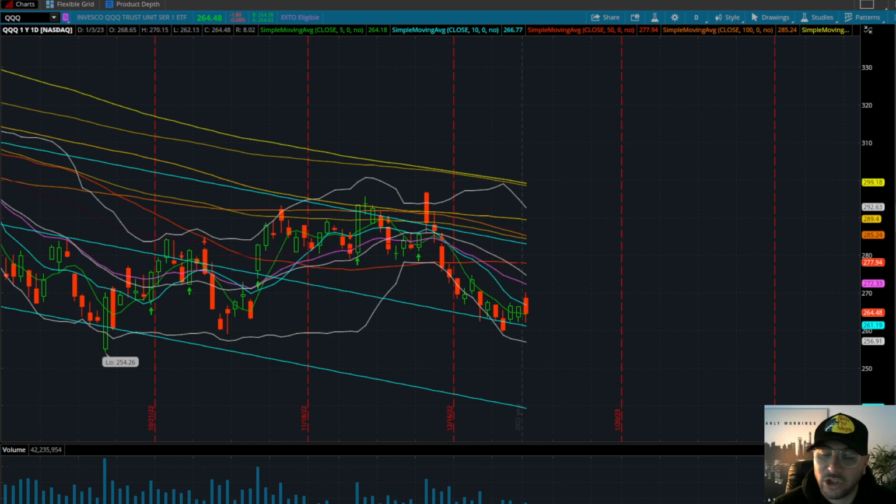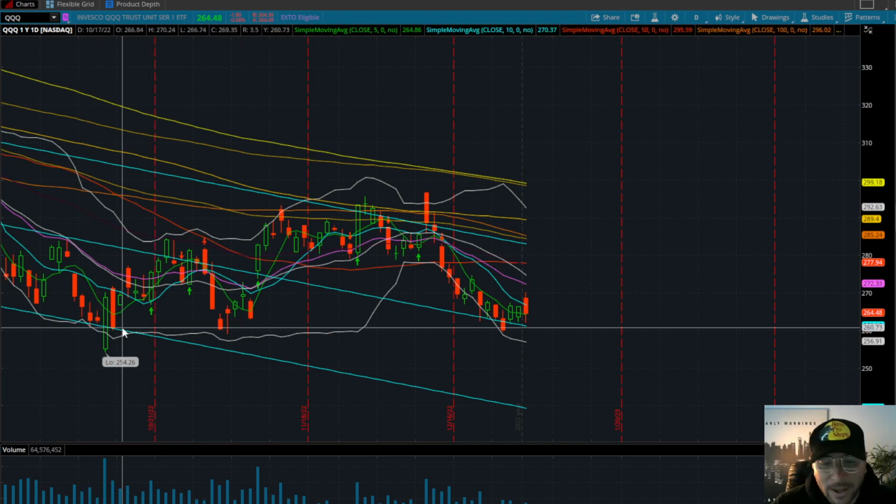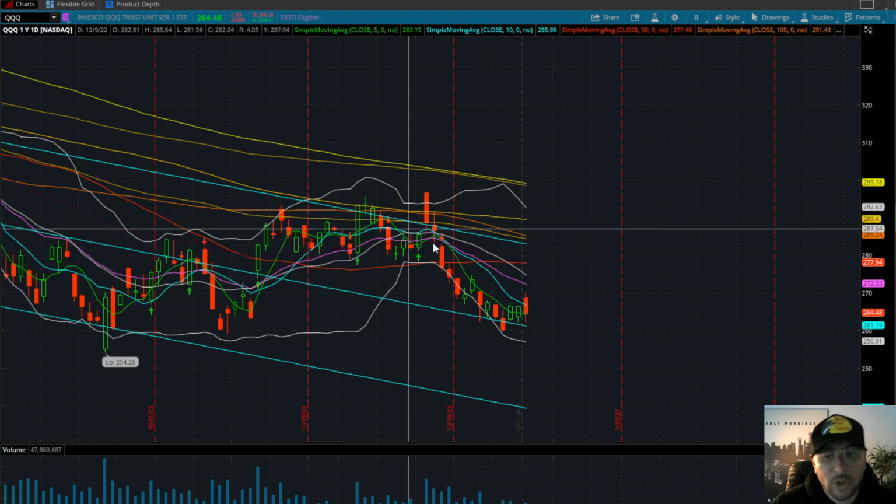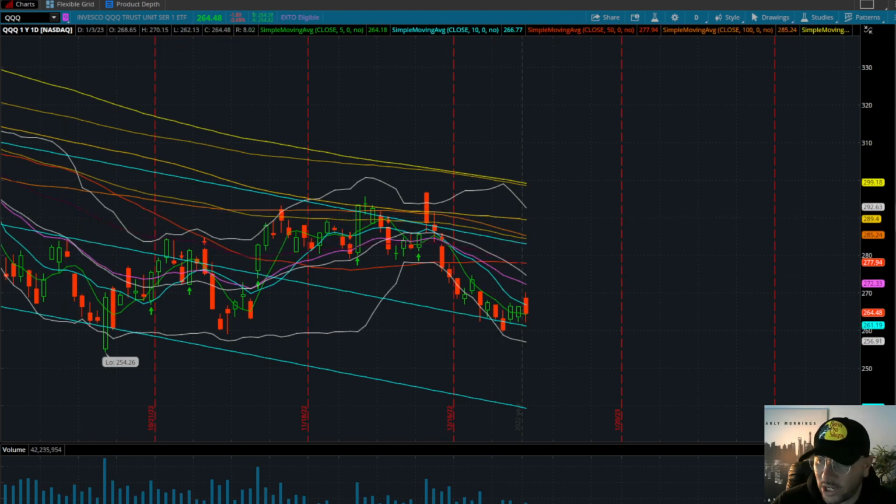If we just look at the daily overview here, each candlestick represents one day's worth of price action. You can see that, going back about two to three months, we've pretty much been going sideways. So this is classic range bound trading.